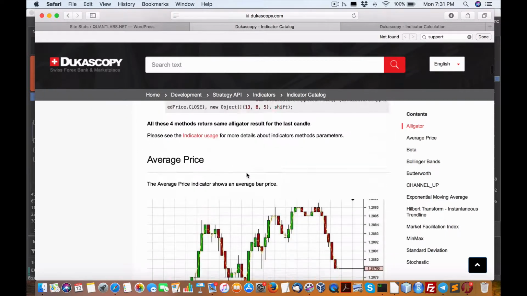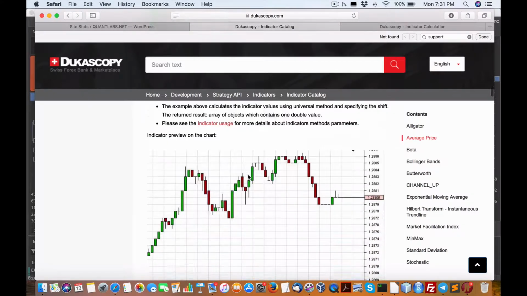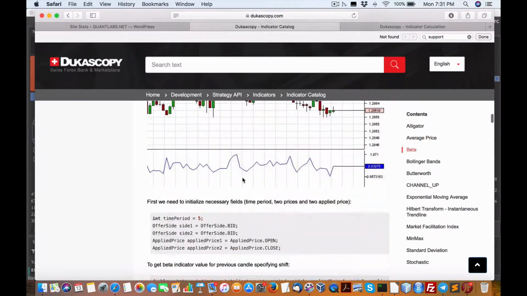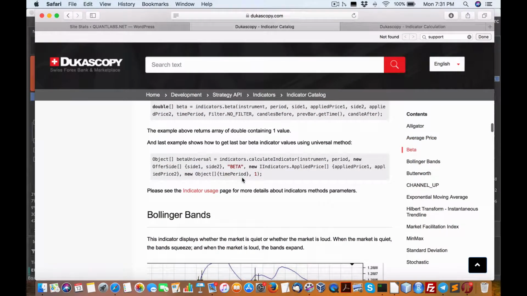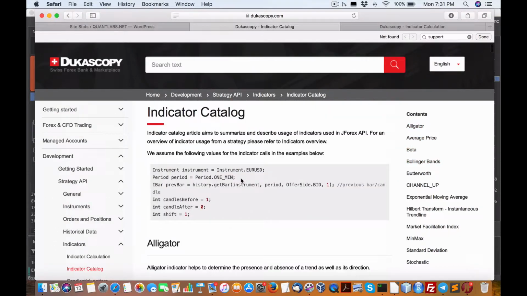Some of them actually have complete Java files, which I can download and easily run in the JForex.